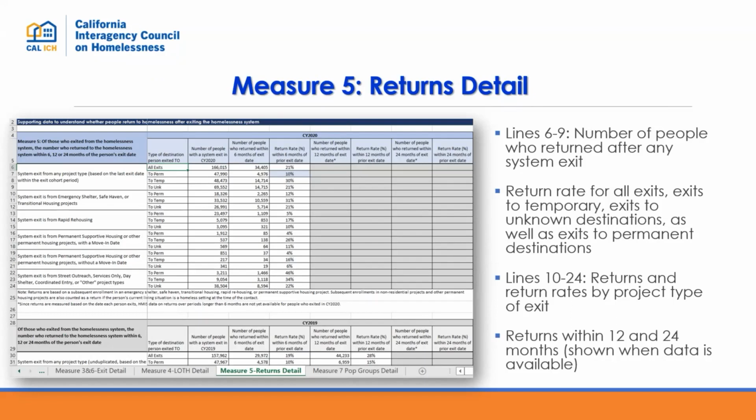Lines 10 through 24 show exit and returns data by the project type from which the person was last served in the homelessness system prior to their exit. This information can help applicants assess which project types in the homelessness system are the least likely to see their clients return to the system after exiting. Below, the same information is provided for calendar years 2019 and 2018.